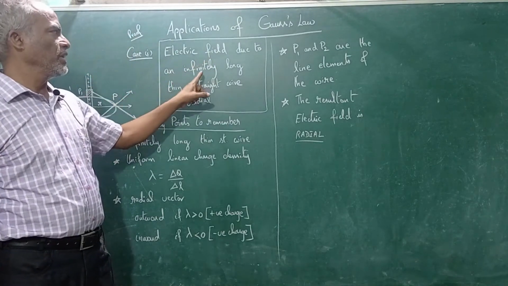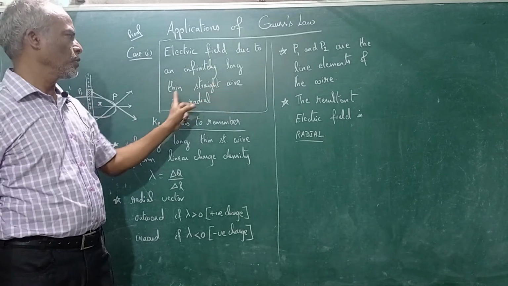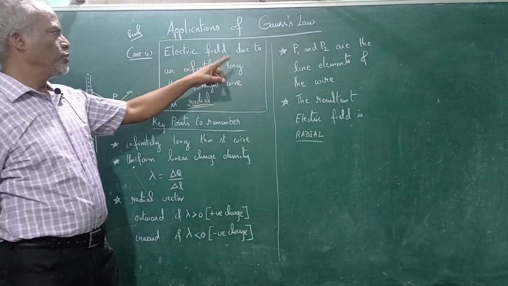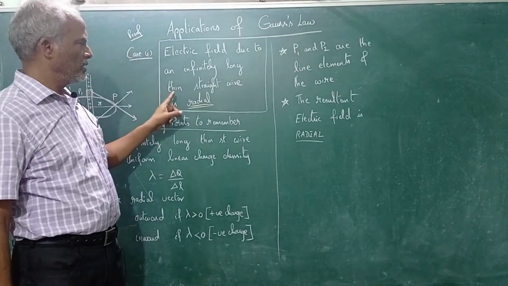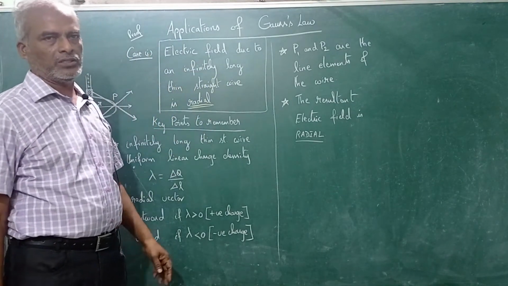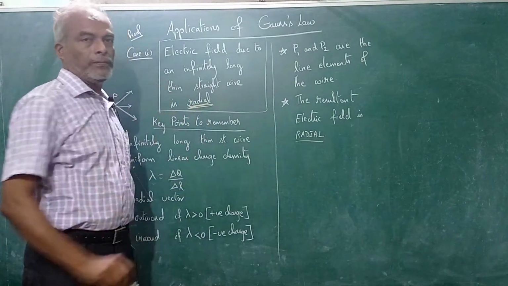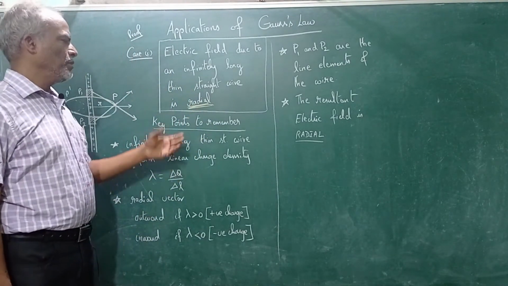Electric field due to an infinitely long thin straight wire is radial. This has to be proved. Okay. Now key points to remember.